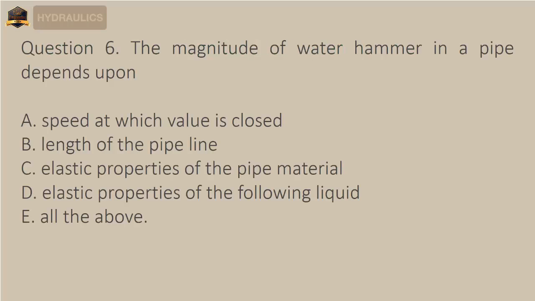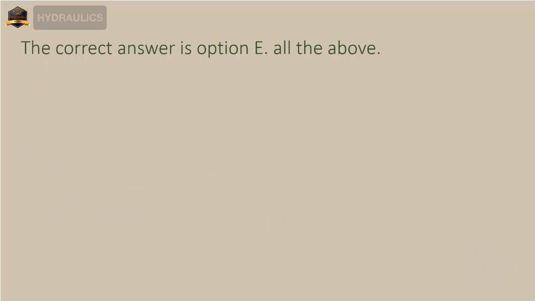Question 6. The magnitude of water hammer in a pipe depends upon A. Speed at which valve is closed. B. Length of the pipeline. C. Elastic properties of the pipe material. D. Elastic properties of the flowing liquid. E. All the above. The correct answer is option E, all the above.